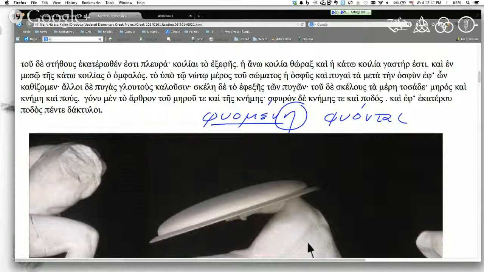Feminine, singular, nominative. Very good, nominative. Okay, so we got those three things down. The other, this tells us that it's a participle, and it tells us that it's a middle or passive participle.